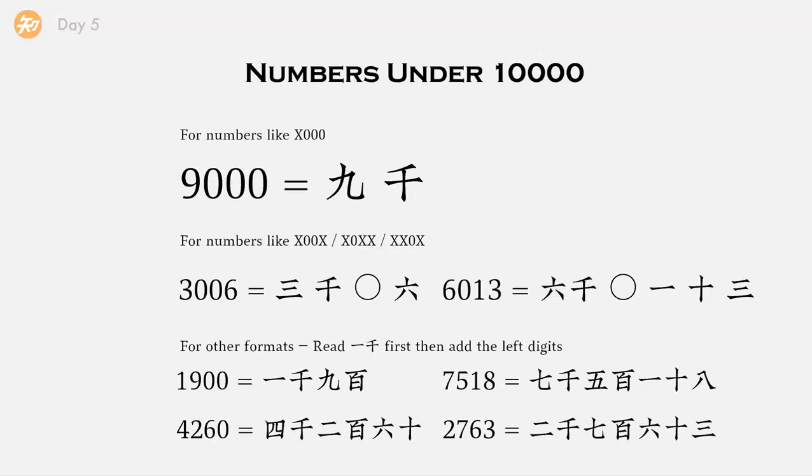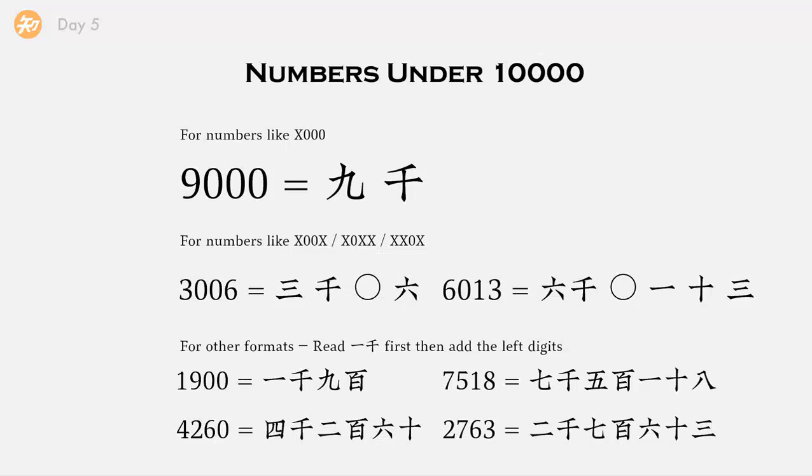Okay, let's take a look at the numbers under 10,000. It's quite the same as the numbers under 1000. For the format such as X 1000, we pronounce it simply as the X 千. For example, 9,000 is 9000. For numbers that have 0 in the middle, we add 0 to the middle too.